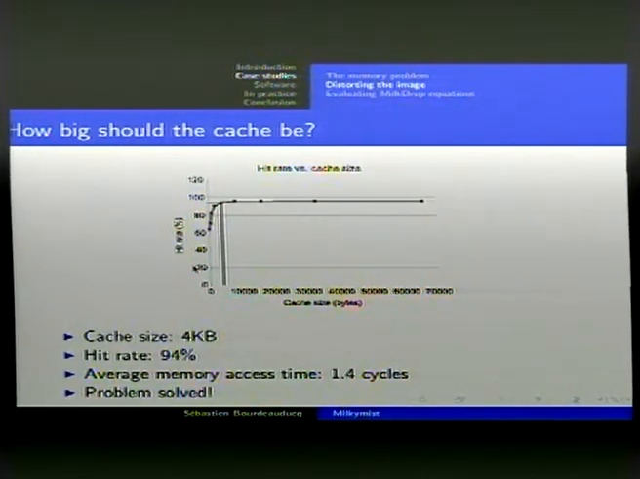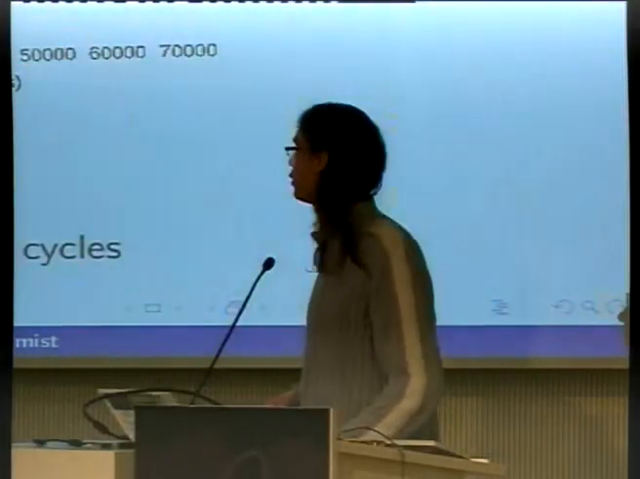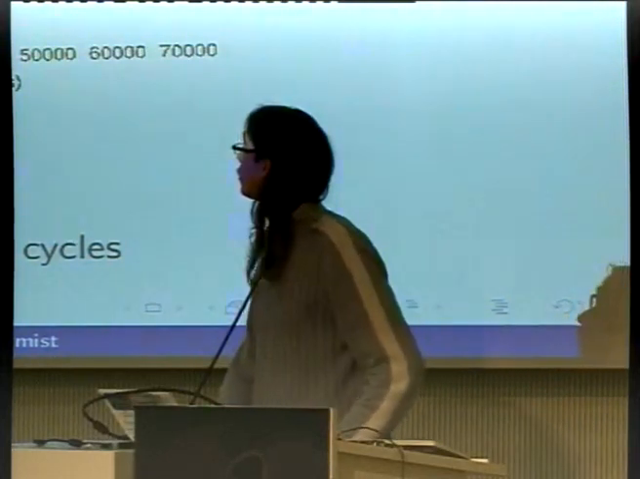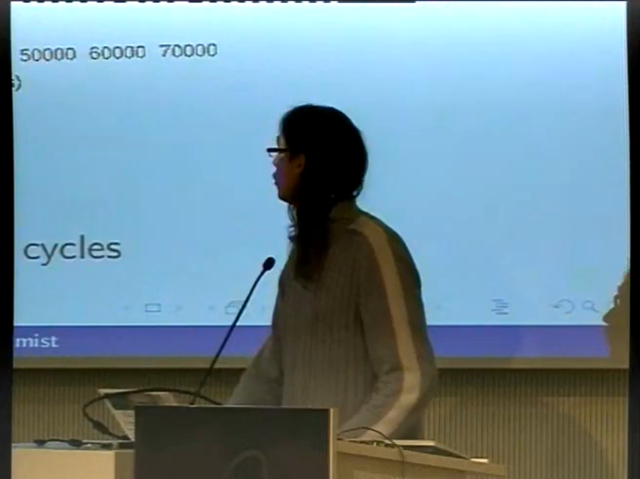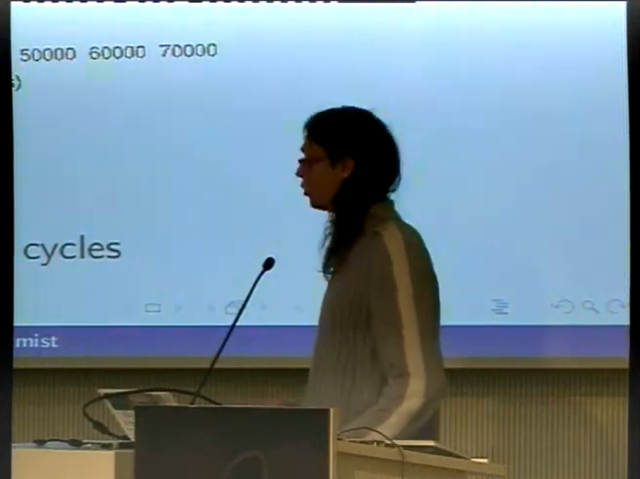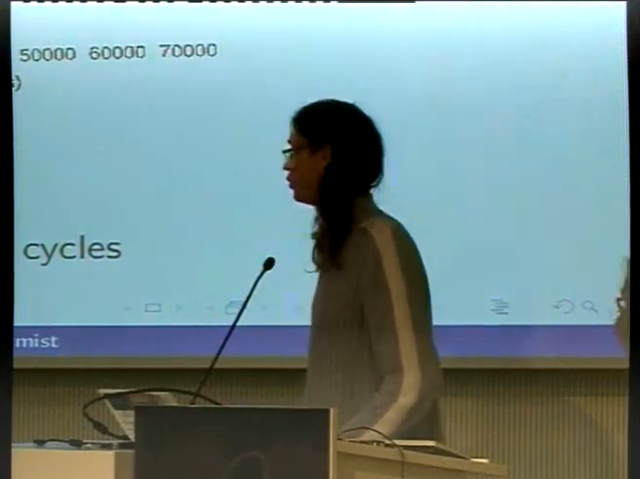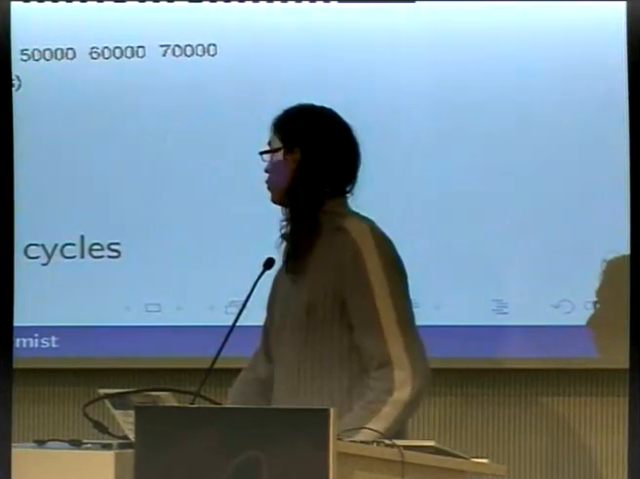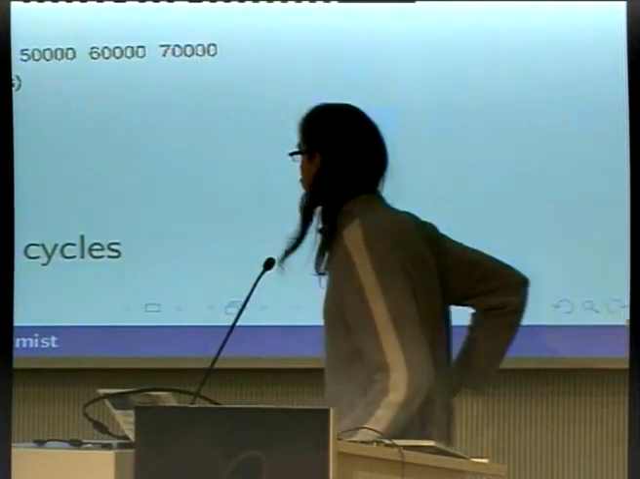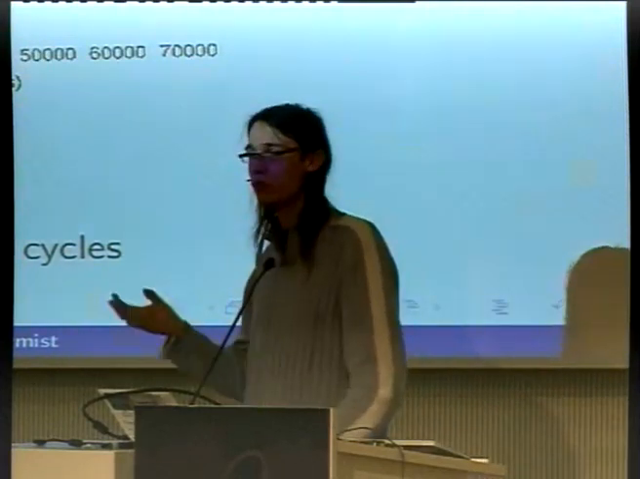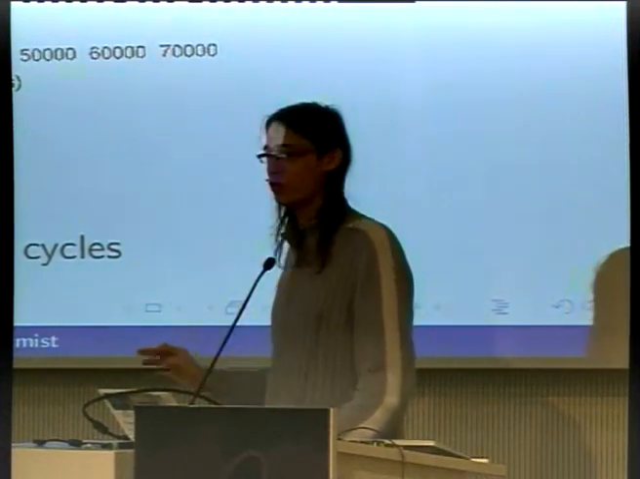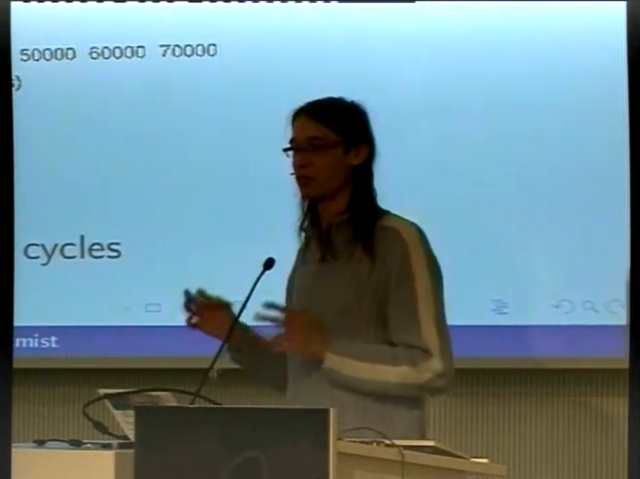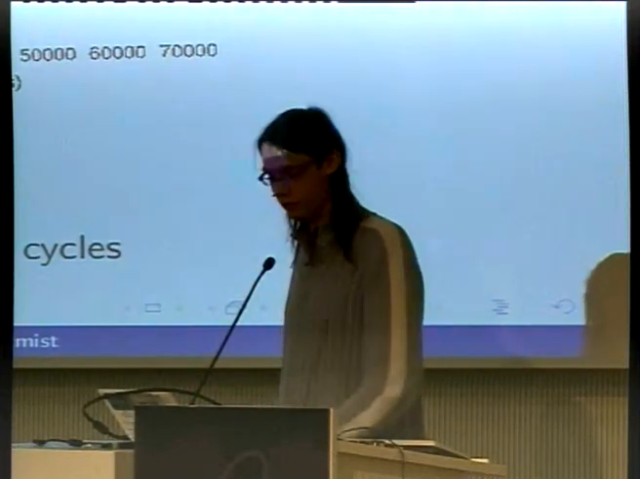When you have a cache hit, it takes 1 cycle, otherwise it takes like 12. And as you can see, even with a small cache here, you already have a very good hit rate. And then if you keep increasing the cache size, it doesn't improve much, but it uses a lot of memory. So a good compromise would be to use a 4 kilobyte cache. It's only 4 kilobytes, it costs peanuts. It really fits in the FPGA. You have 94% of the requests served from the cache. And if you compute the average memory access time, it's only 1.4 cycles. So the problem is solved. Now you have reduced the memory access time from 12 cycles to 1.4. That's perfect.